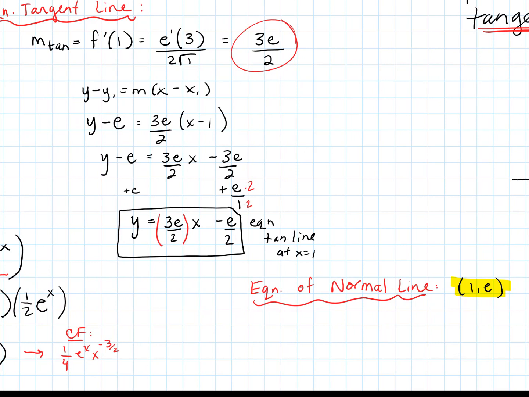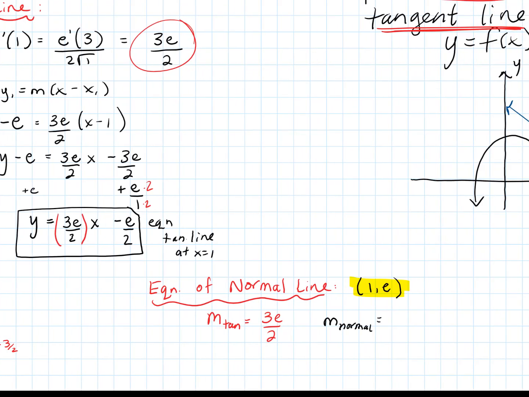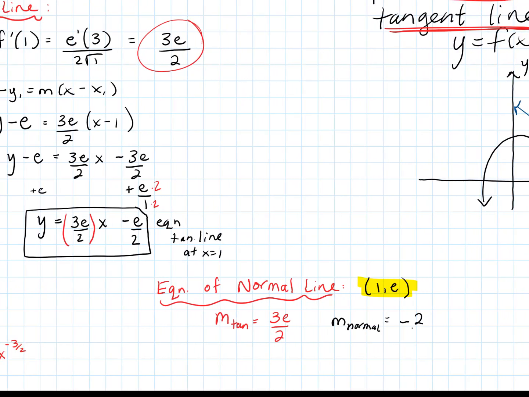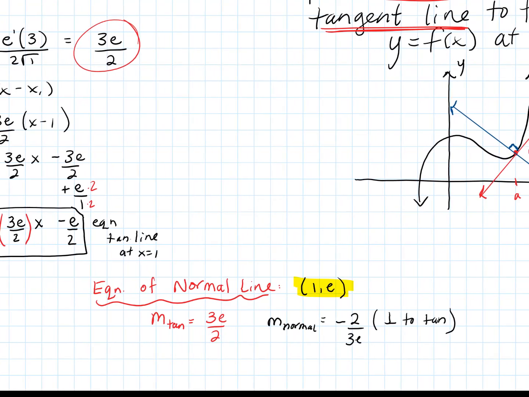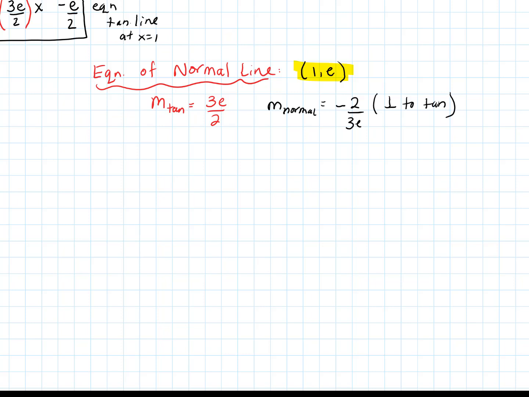So if the slope of the tangent line is equal to 3e over 2, well, a line that is perpendicular, the slope of the normal line, is going to have to be the negative reciprocal of that. So it is negative 2 over 3e. Remember that it is perpendicular to the tangent line. So now we just do the algebra. So we've got a point and a slope, and our equation y minus e is equal to negative 2 over 3e times x minus 1. So y minus e equals negative 2 over 3e times x plus 2 over 3e.